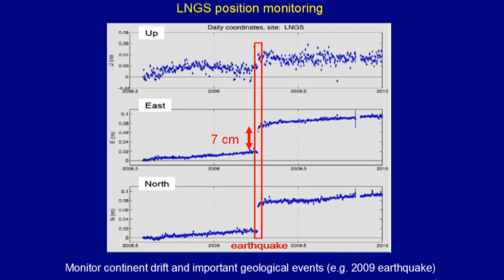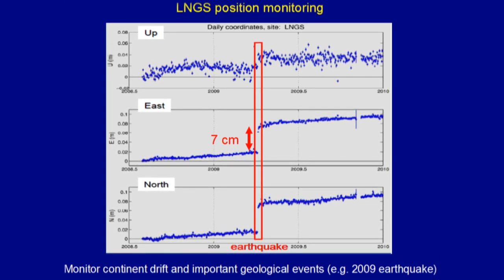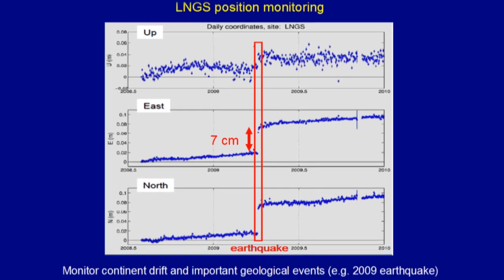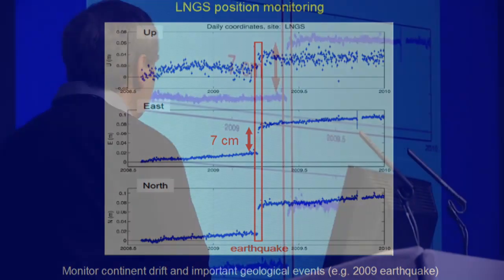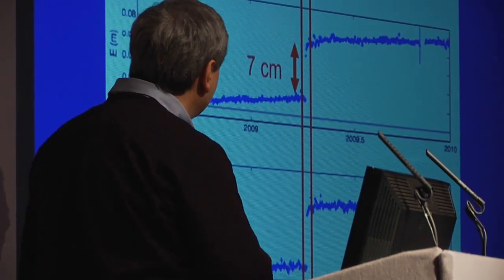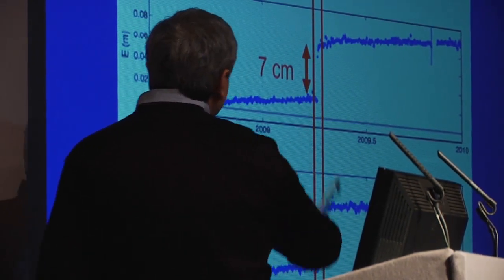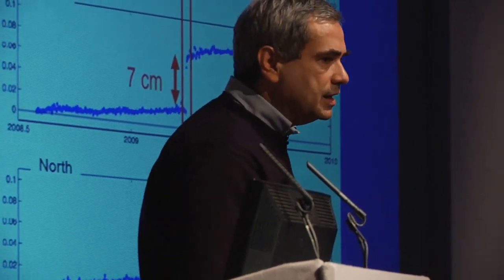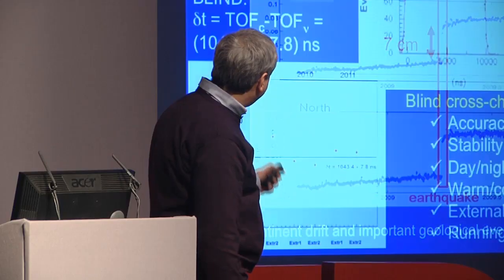Like here, you can see the evolution of the position of the antenna of the GPS as a function of time. So you see these tiny movements of a few millimeters per year. These are related to the continental drift. And the jump of about 7 centimeters is related to the earthquake which happened in 2009 in L'Aquila.